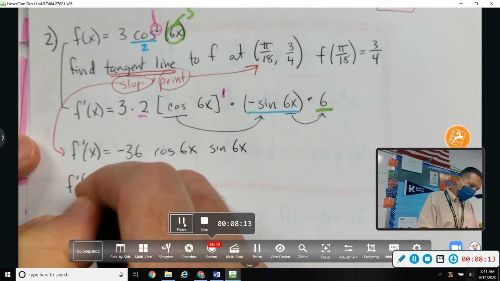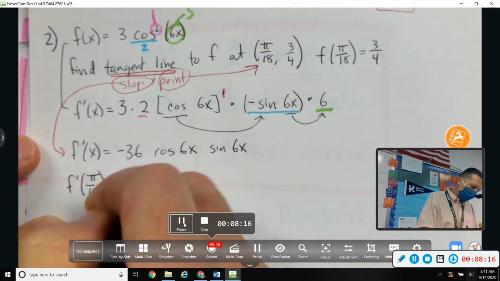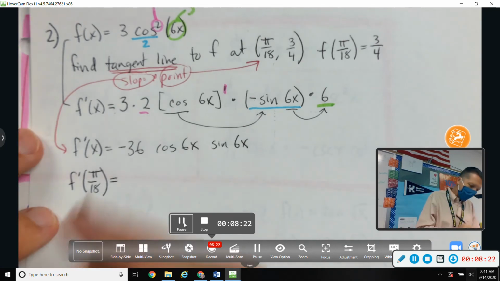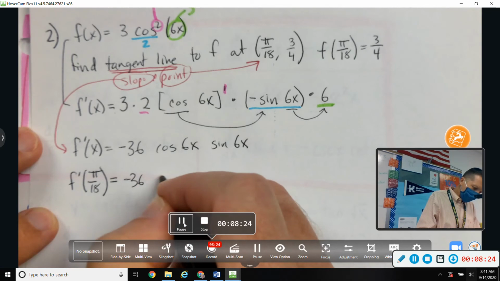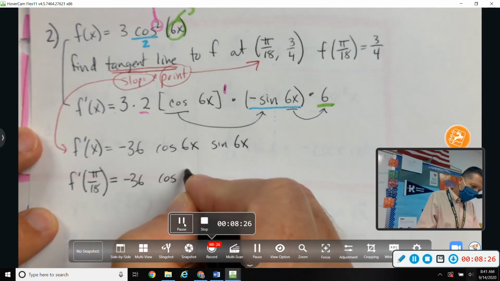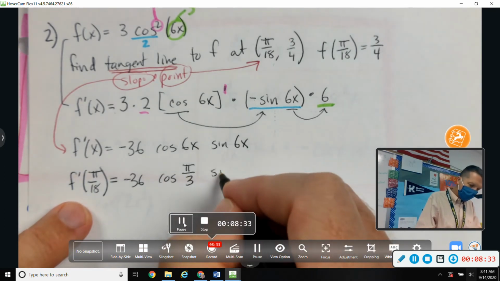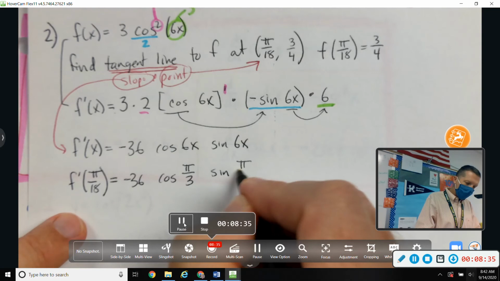So f prime at pi over 18. So we want the slope, or the derivative, the instantaneous rate of change, at pi over 18. Negative 36, cosine of pi over 3, because 6 over 18 becomes 1 over 3. Sine of pi over 3.